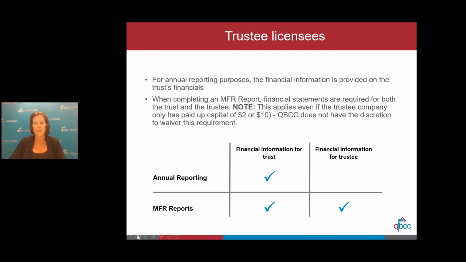For annual reporting purposes, the information is based only on the trust. That's all we require for annual reporting because the trust is the trading entity. But when providing an MFR report, we need the financial statements for both the trust and the trustee. So that's a requirement under the Corporations Act to keep financial records, and QBCC doesn't have the discretion to waive that requirement for MFR reports. So even if the trustee entity only has $2 paid up capital, the balance sheet would show assets of $2 and the P&L would show zero income.